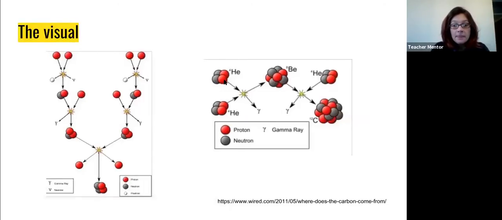Okay, so here's another way to look at it. Helium has two protons and two neutrons, and together with another helium nuclei plus a gamma ray, which is, again, tons of energy, we will create a beryllium nuclei. Well, beryllium is not quite carbon, so we need to add another helium nuclei, and then that will create our carbon. So again, a lot of nuclear reactions. It's pretty amazing when you break down all the activity that has to happen for one carbon atom.